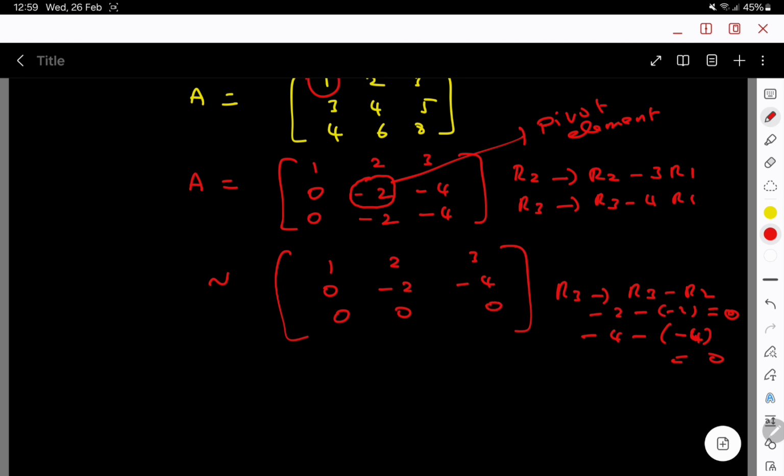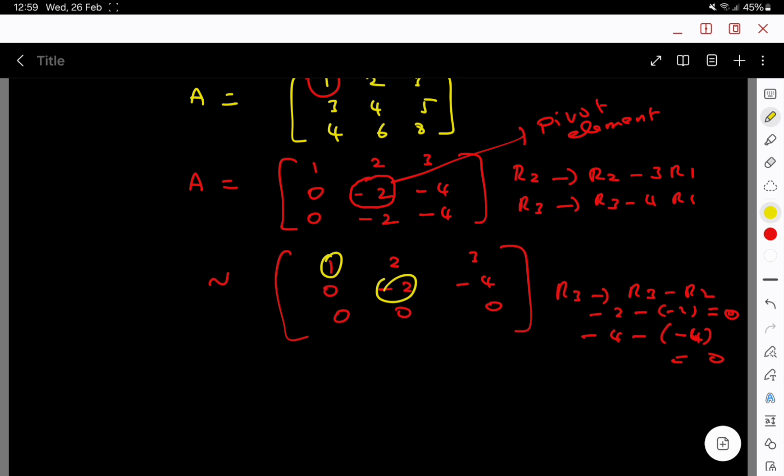Okay, so note that this matrix is an echelon matrix, because the leading entries are non-zero, the elements below the leading entries are 0, and the 0 row is at the bottom, below the non-zero rows. So this is an echelon matrix.